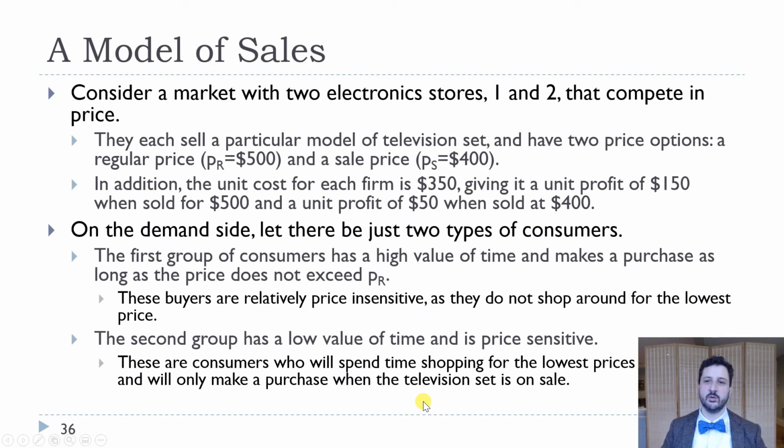And so we can put a little bit of a model into it. So imagine there are two price options for a TV. $500 is the regular price and $400 is the sale price. And we'll imagine that the unit cost is $350 for the retailers. So you get a profit of $150 if you sell it at $500, but only $50 if you sell it at $400. And then on the demand side, there are two types of consumers. So the first is a high value, and so they're going to make a purchase as long as the price doesn't exceed $500, our PR. And then there's a low value who are price sensitive. And so they're going to spend their time shopping and only buy if it's on sale.